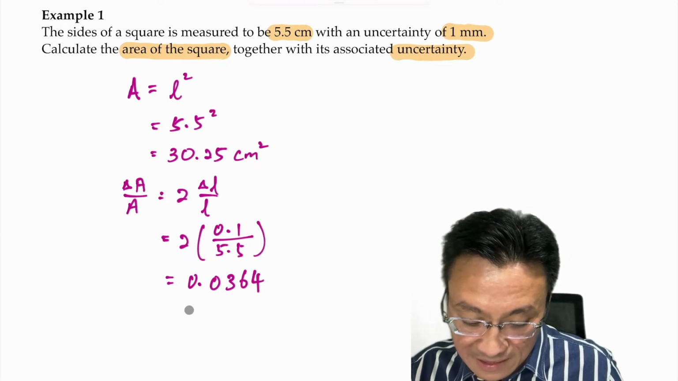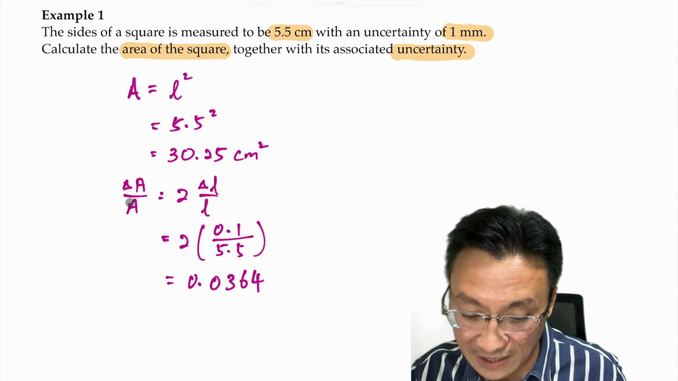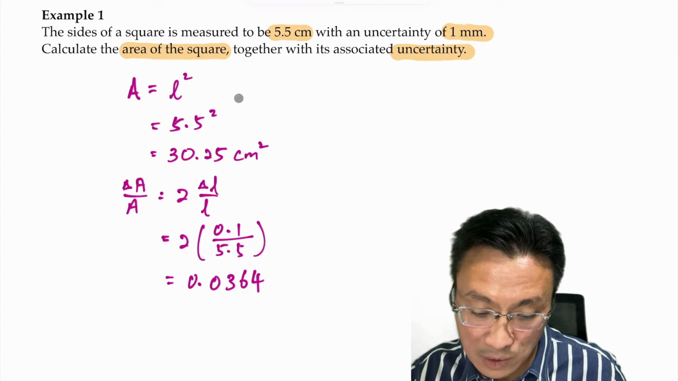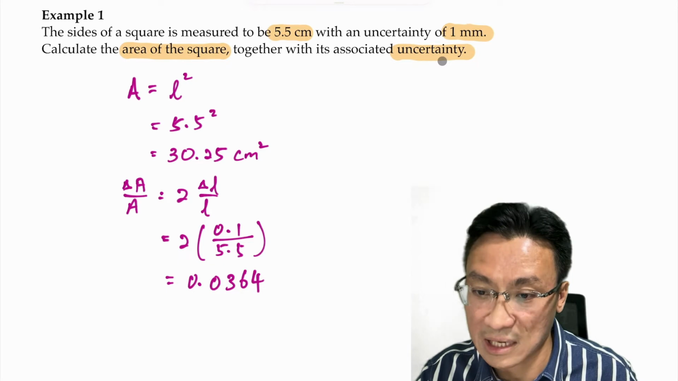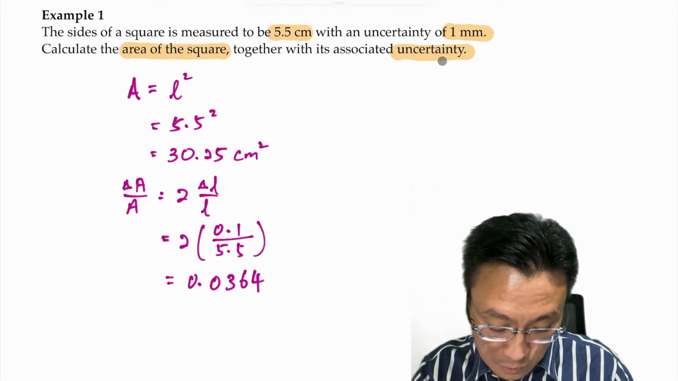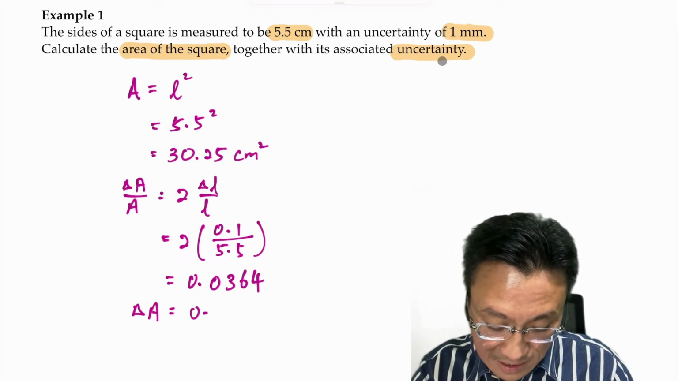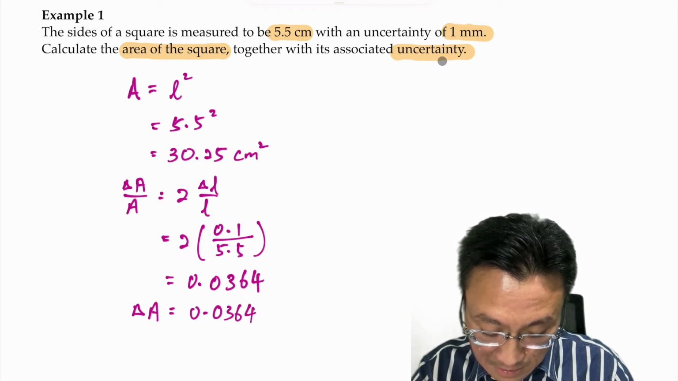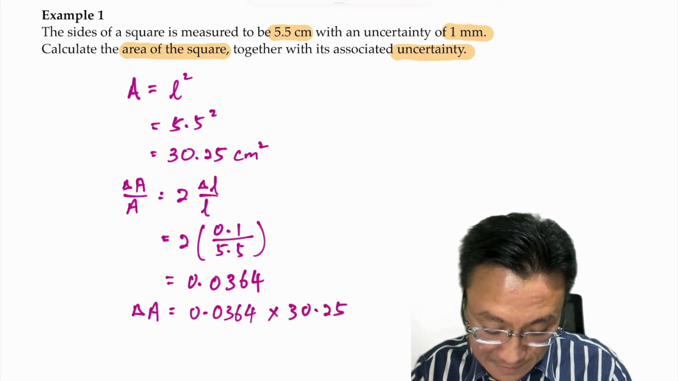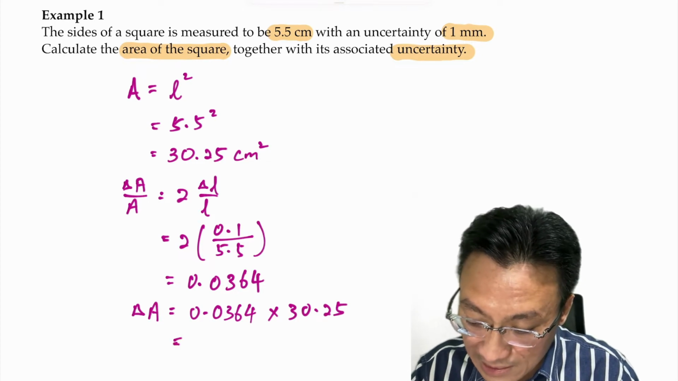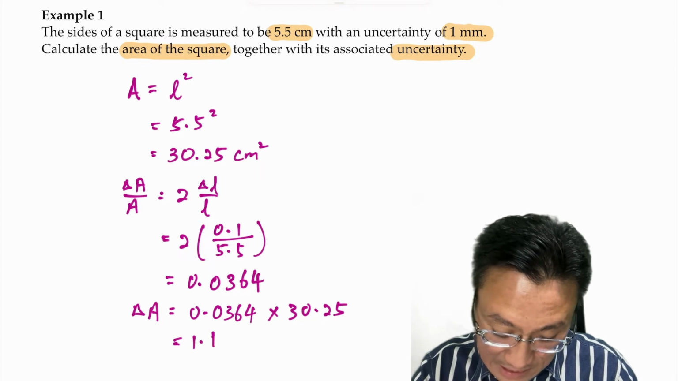And take note that this value that I obtained refers to the fractional uncertainty of A. And since I want to find the uncertainty, which means the absolute uncertainty, I will have to go and find what is my delta A, which I can obtain easily by taking this multiplied by the value of A itself, which is 30.25. And I will get a value of 1.1 centimeters.